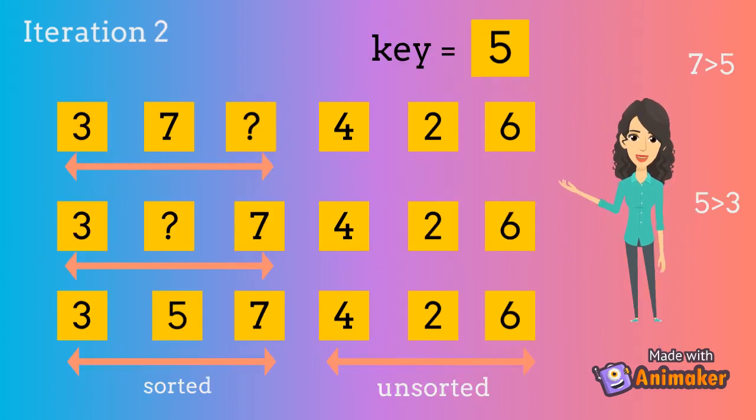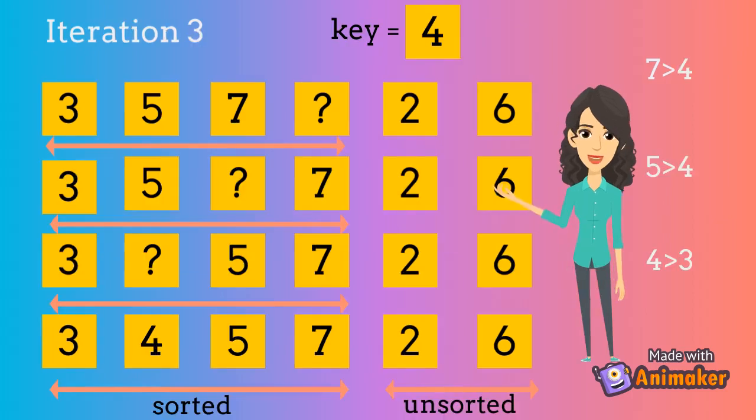Now for the second iteration, let key be equal to 5. Now compare 5 with its previous elements, that is 3 and 7. 5 is less than 7, so 7 will be shifted to the right side. Now compare 3 with 5. 3 is smaller than 5. There will be no change and 5 will occupy the vacancy.